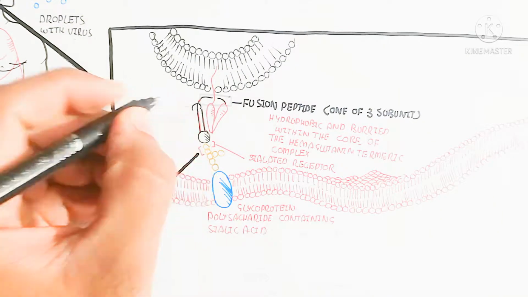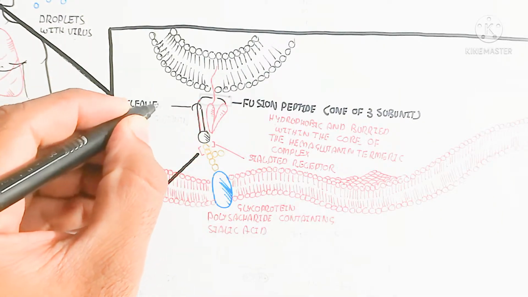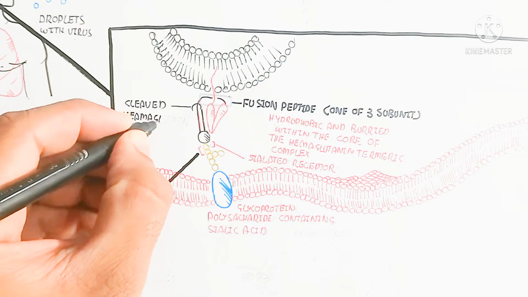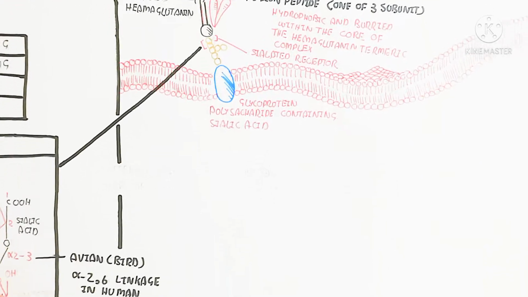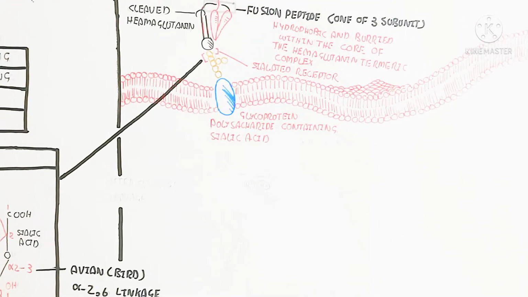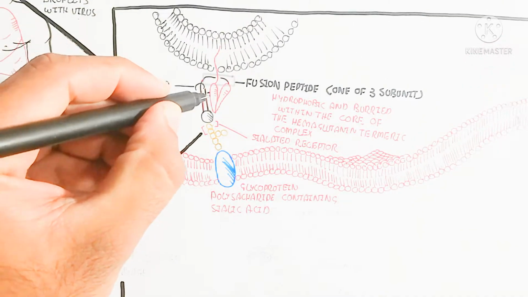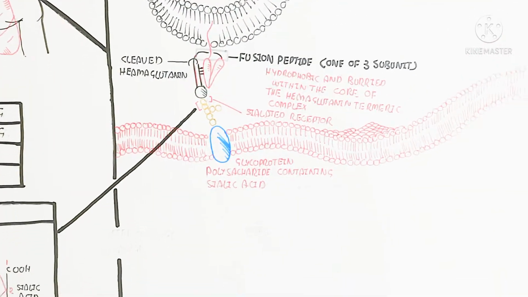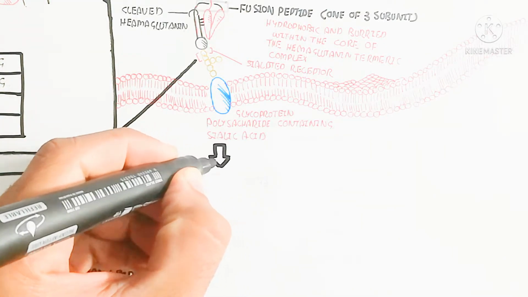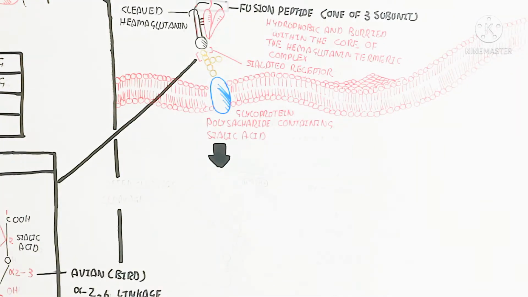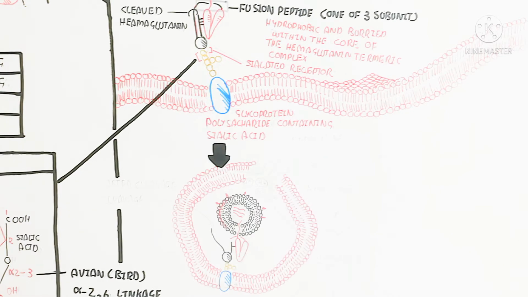Let's begin to understand their mode of action and their entry. After the binding of the sialic acid with the sialate receptor, cleavage will occur in the hemagglutinin. The fusion peptide will be released after the cleavage. After the cleavage, the three fusion peptide subunits will be cleaved. Here I am showing the first one for understanding.